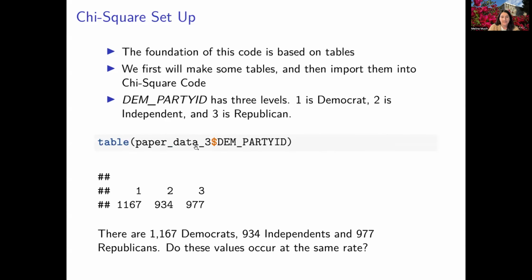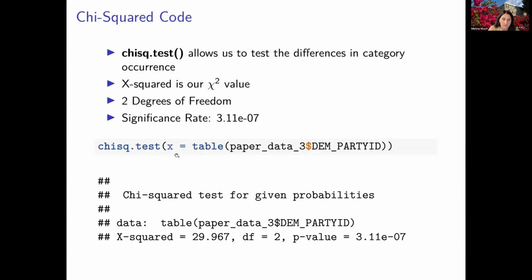So we're going to embed the table function that we had here into our chi-squared test, where X is equal to that table. And so we then get some output where our chi-squared statistic is 29.967. Our degrees of freedom are 2, and our p-value is 3.11 e to the -7, which means it's 0.000000000311. So it's a really, really small number, definitely less than 0.05. We'll talk about that interpretation in a second.